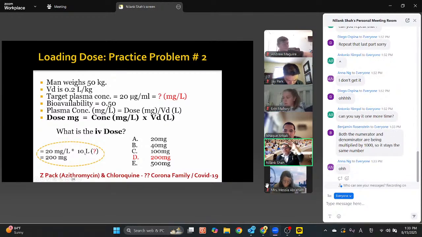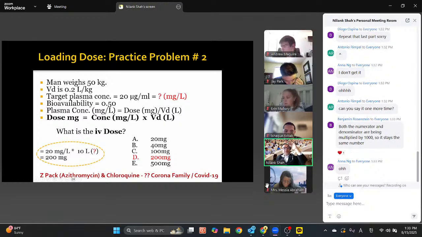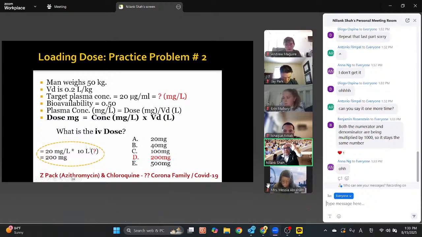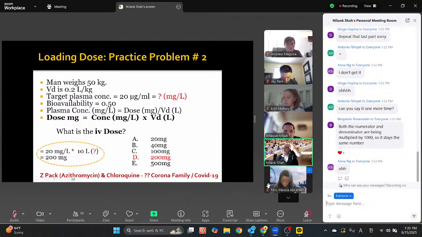Which is 10 liter, right? And then you plug the value of concentration here, which is 20 milligram per liter after conversion of units, times 10 liter. We just simply use this formula at this point, and then we cancel liter and liter here, because this liter is denominator, this is numerator. So liter is cancelled. 20 times 10 is 200 milligram, right? Yes, thank you. Everybody got it?